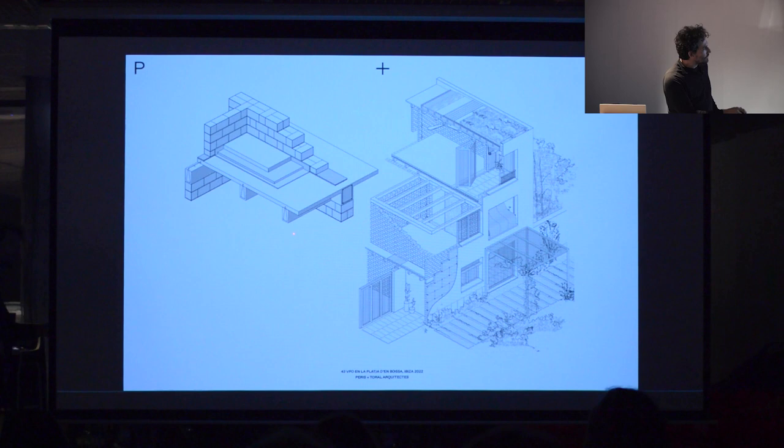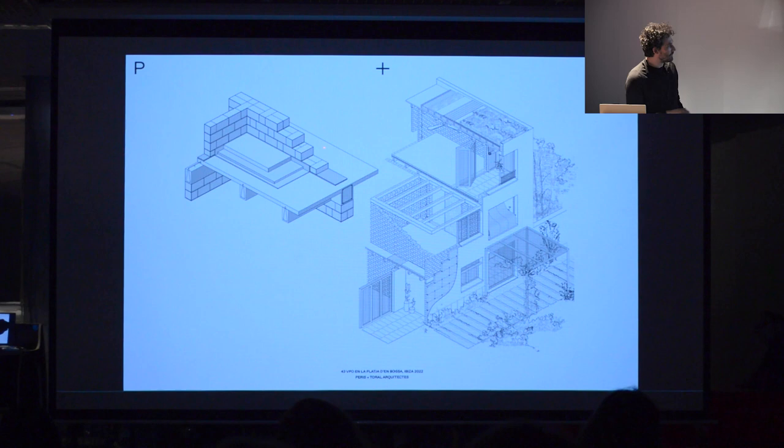So now we have a 25 centimeter structural section, and the amount of concrete is equivalent to a 10 centimeter concrete slab. That means we have a 66% reduction in the amount of concrete that we are using, so it is at the same time 66% more sustainable.